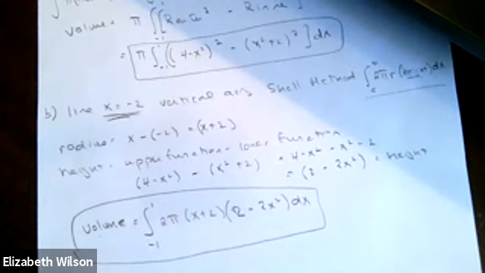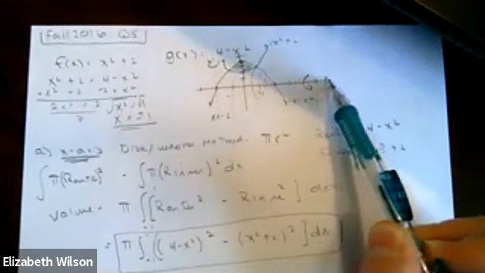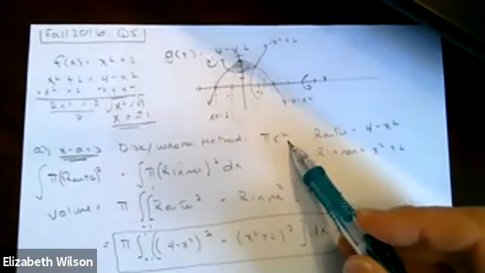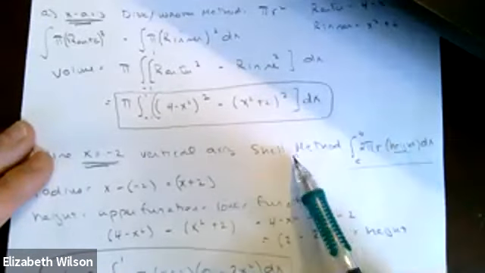And that's it. So going around a vertical axis, be careful. X equals something is a vertical axis. We're using the shell method. Going around the x-axis, that's a horizontal line, right? So we're going to use the disk or washer method. Pi r squared for the disk or washer, 2 pi r height times dx for our shell method.